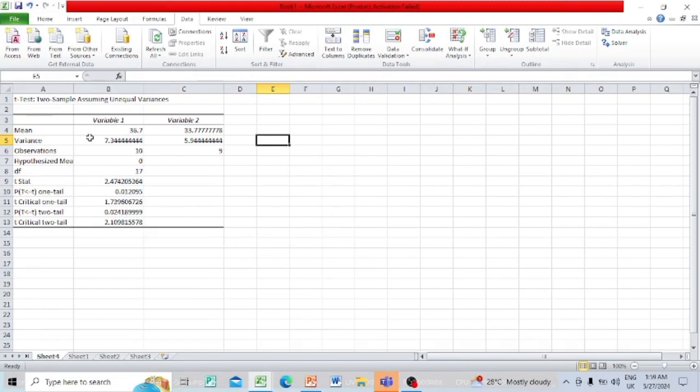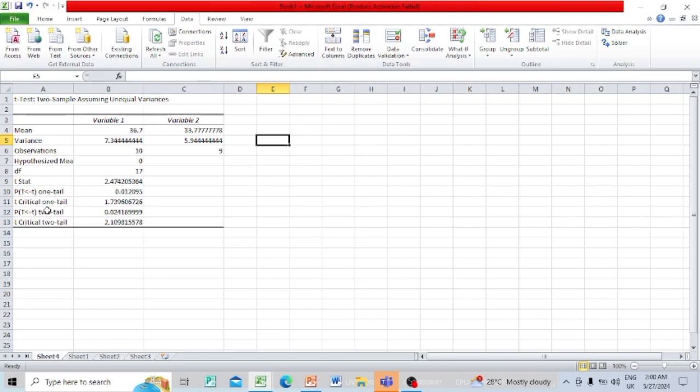Okay, so after that, magpapakita to. So here's our generated result. So now we will check the critical value and the test value. So ating critical value is 2.10 and our test value is 2.47. So the critical value is lesser than the test value. Therefore, we will reject the null hypothesis.